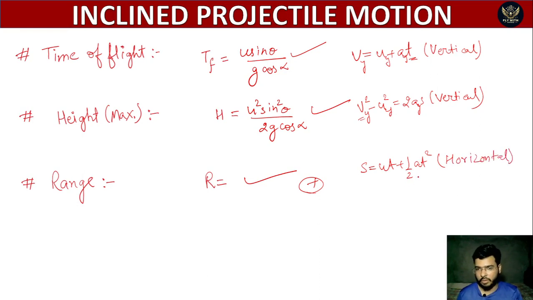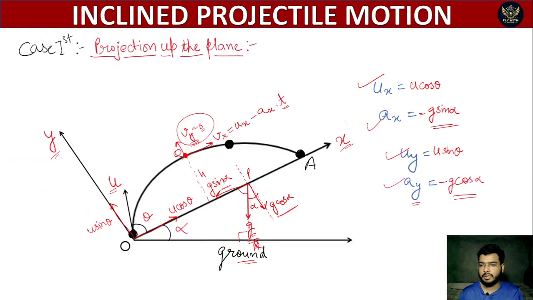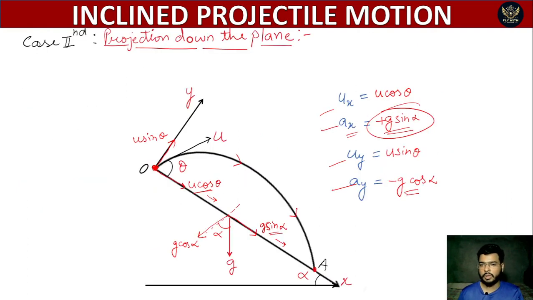If this one becomes horizontal, then you see that s is r here, u is ux here, and t is the total time, the time of flight, plus 1 by 2 ax t squared. Here ax is g sin alpha, which is positive, and g cos alpha is also positive. But in the previous cases, ax is minus g sin alpha, and the range is very big, but with a minus sign. Here, in the projection down the plane, the ax sign is plus.